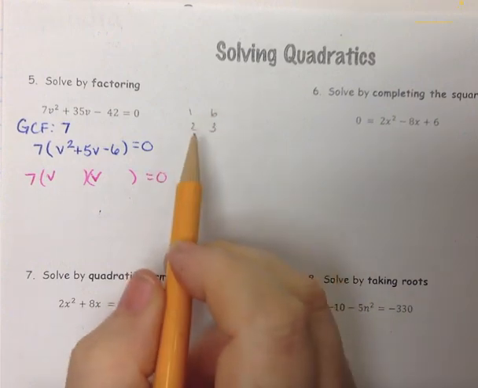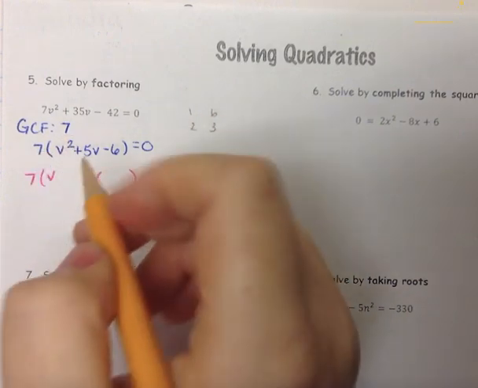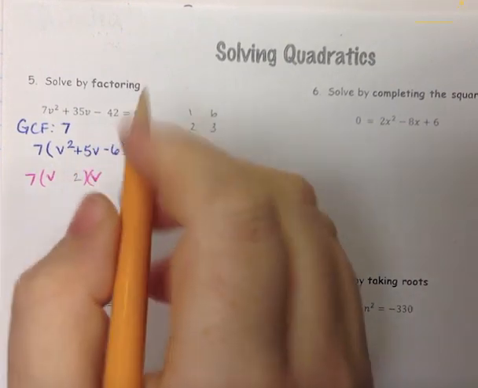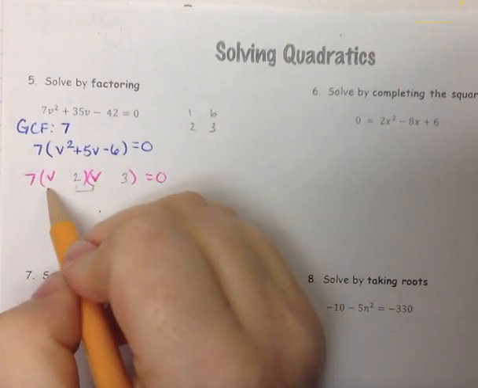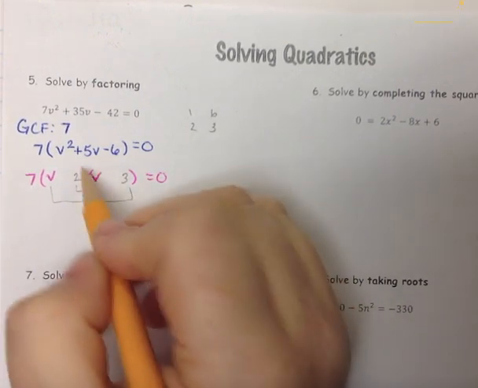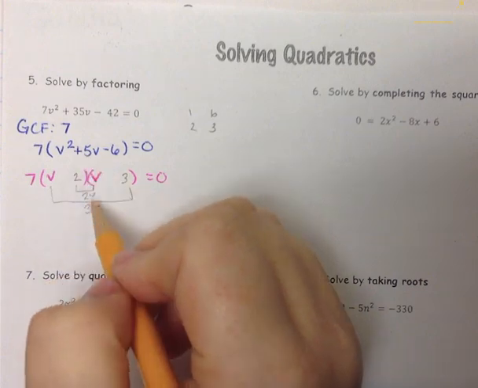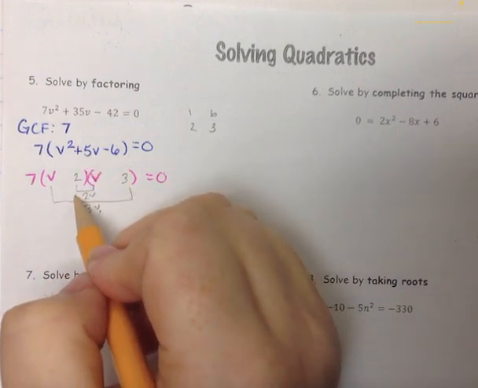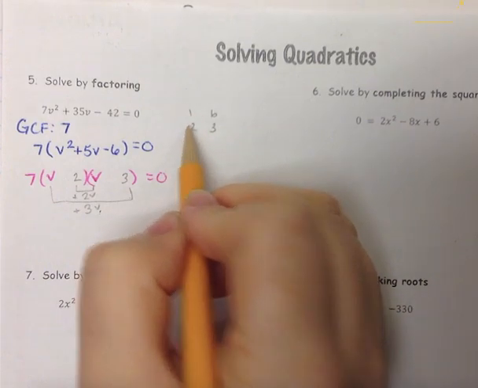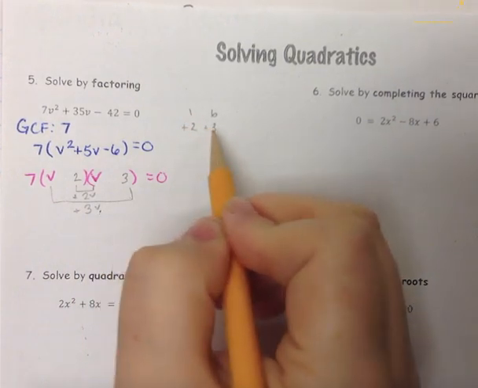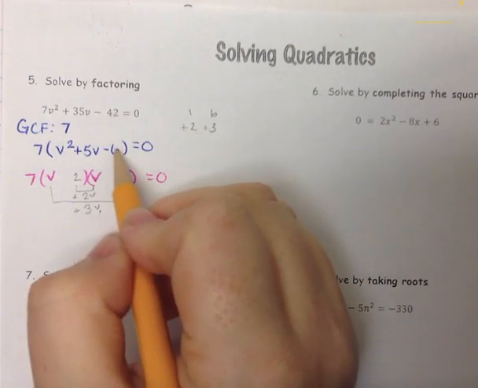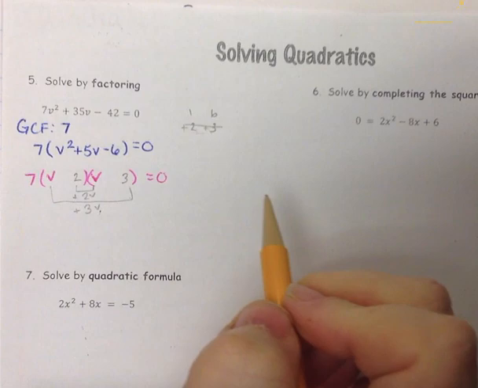This is just, again, a recap of this. I'm going to plug the 2 and the 3 into here, and then I'm going to check to see if this will work. So I'm going to multiply inside and the outsides, so that'll give me the 2v and 3v. I'm going to get a positive 5v, and if these are both positive, that'll give me the positive 5v. So if I do positive 2 times a positive 3, that will give me a positive 6, which is not what we want. So these are bad. It's not the 2 and the 3.